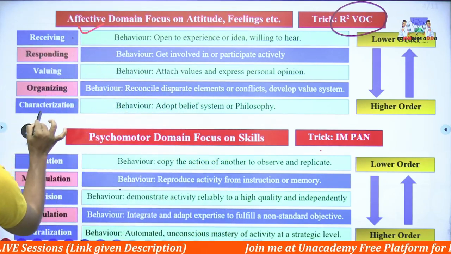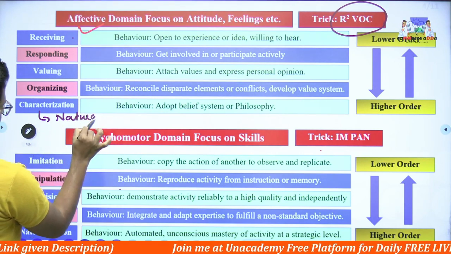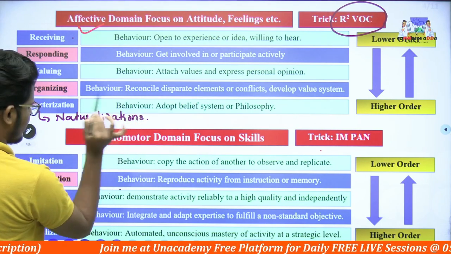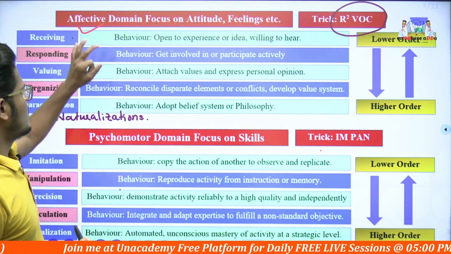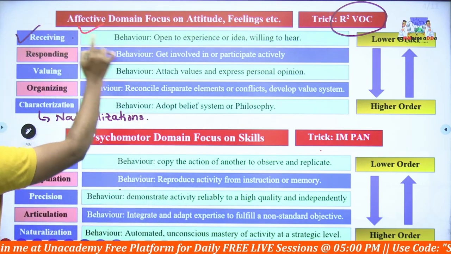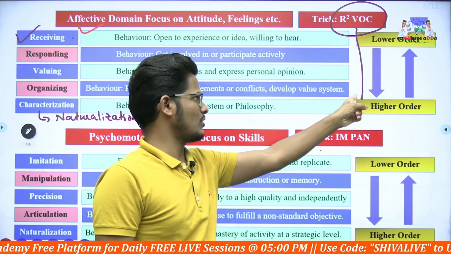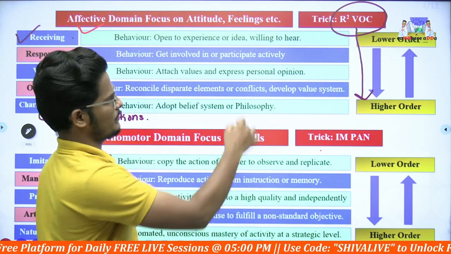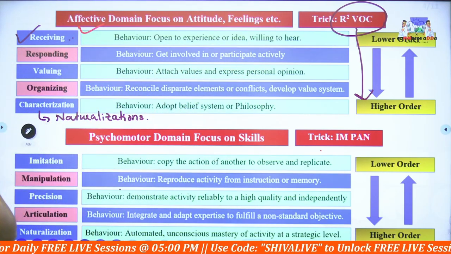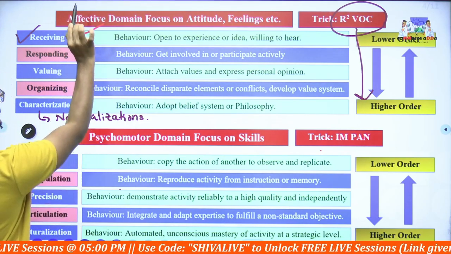This characterization is sometimes also called naturalization. It depends on what is given in the question, so you can check based on that. So the affective domain: R square VOC. Receiving is the lowest one. Look at the arrow of this sequence, moving from lower to higher order. Receiving is the lowest one, and naturalization or characterization is the highest one.